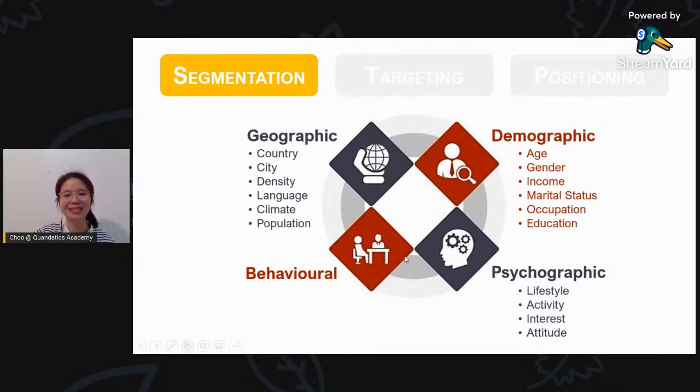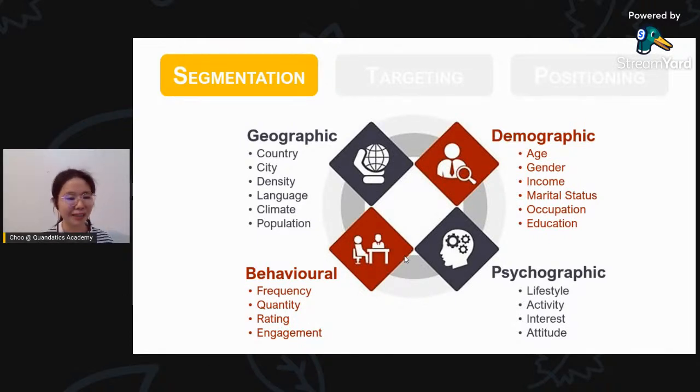The next one is behavioral segmentation. So what is meant by behavioral segmentation? Behavioral segmentation normally considers the factors based on past transaction records, such as the frequency of buying and the spending behavior: how frequently I buy the products, and how much quantity I normally buy.